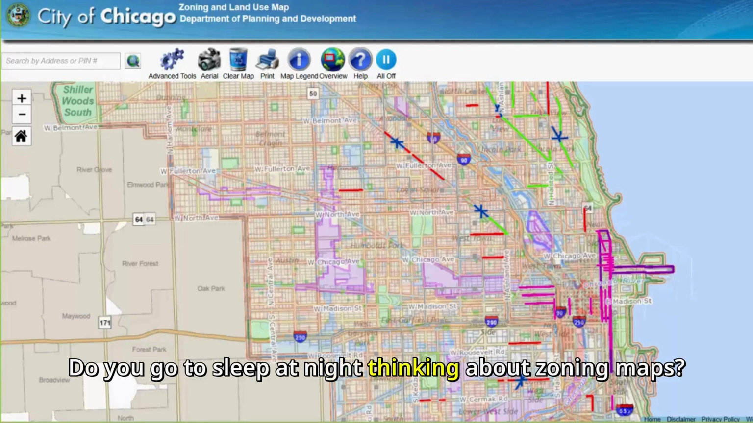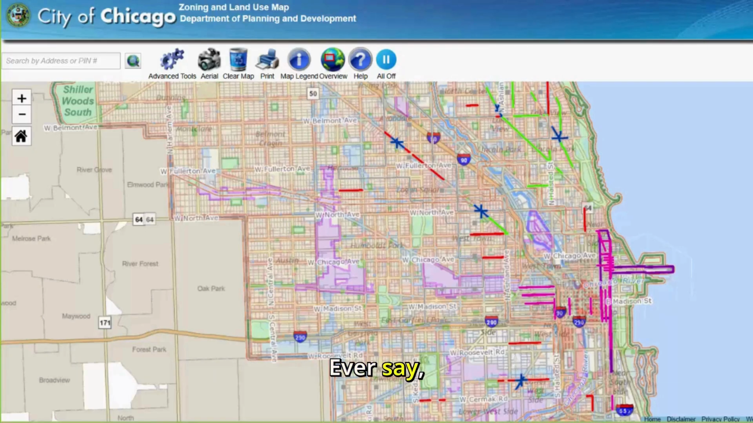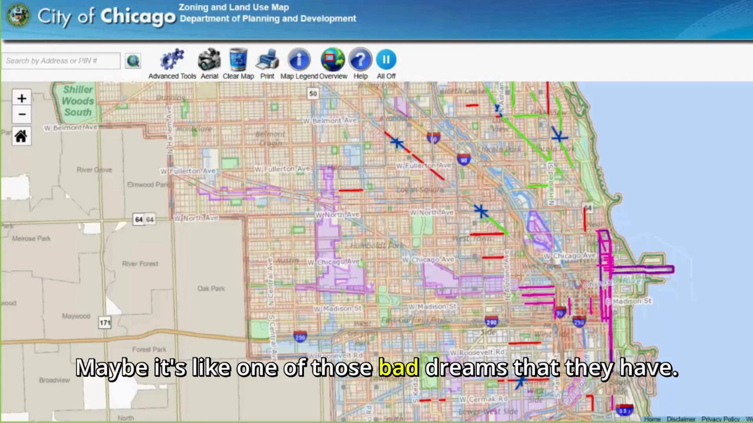Do you go to sleep at night thinking about zoning maps? Ever say, I wonder if I live in an RS3. Maybe I live in a CM1. Nope, probably not. Who does that? Maybe people in the zoning department. Maybe it's like one of those bad dreams that they have.